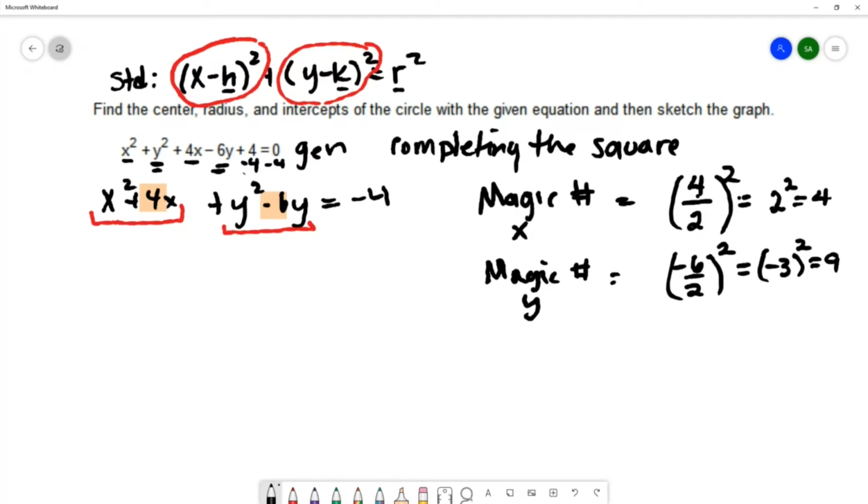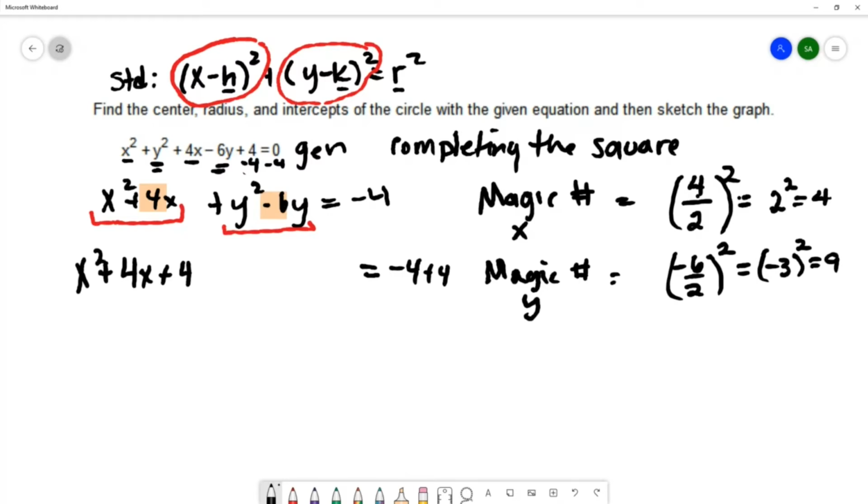So what I want to do is add the magic number to the x group, but I have to balance the equation and do the same thing on the other side of the equation. I also want to add the magic number to the y group, but I have to balance and do the same thing on the other side of the equation. So to my x group, I've got x squared plus 4x, and I'm going to add that magic number of 4. But on the other side of the equation, I need to stay balanced, so I'm also going to add 4 to the other side.